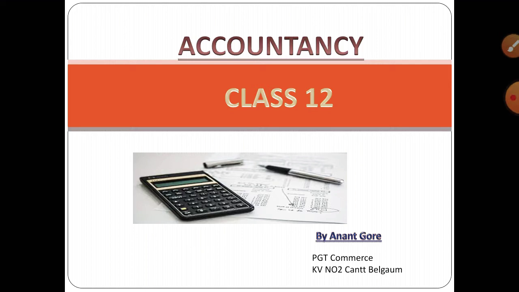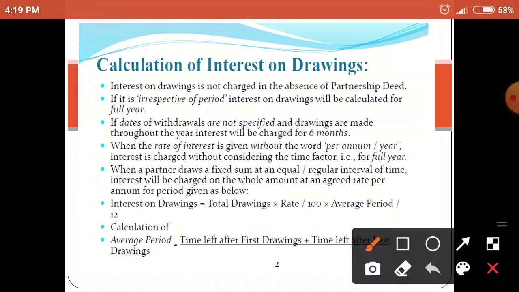Today we are going to learn Accountancy Class 12, Chapter number 2, Partnership Fundamentals, that is Partnership Concept. As you know, we have already learned in the previous class how to prepare the profit and loss appropriation account, and what is the difference between the profit and loss account and the profit and loss appropriation account. As well, we learned in the last class how to calculate interest on partners' capital. So today we are going to learn how to calculate interest on drawing.